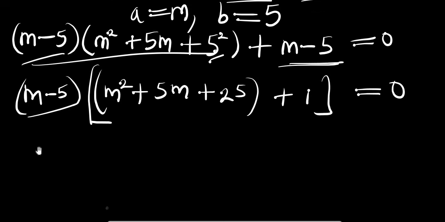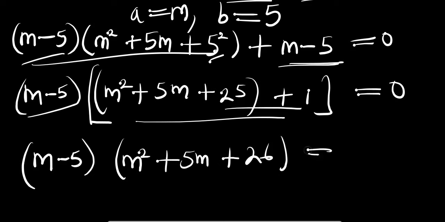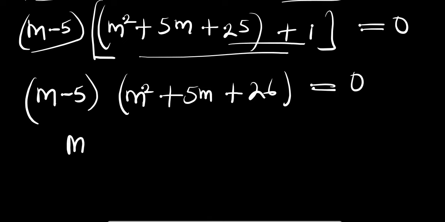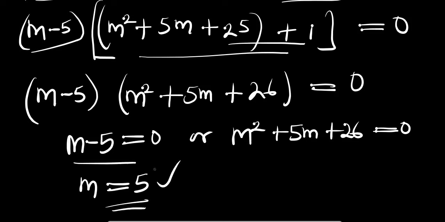So the next thing we are going to do is we have m minus 5 times, let's add up this, m squared plus 5m plus 25 plus 1 is 26, and this equals 0. So we are having two different equations. We have m minus 5 equals 0, or m squared plus 5m plus 26 equals 0. Now, if m minus 5 equals 0, from here we have m equals 5. This is a real solution.